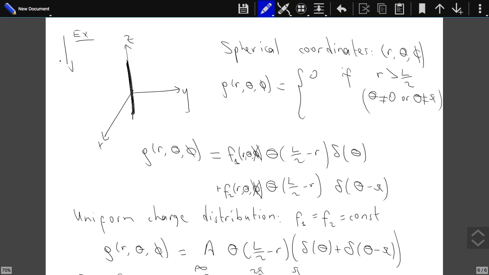Why? R should go from 0 to L over 2. R is a positive number. It cannot go to minus L over 2. We are in spherical coordinates, where the radial coordinate is always positive. A may depend on magnitude. Okay, A might depend on theta. But eventually we are setting theta equal to 0 or pi, no?